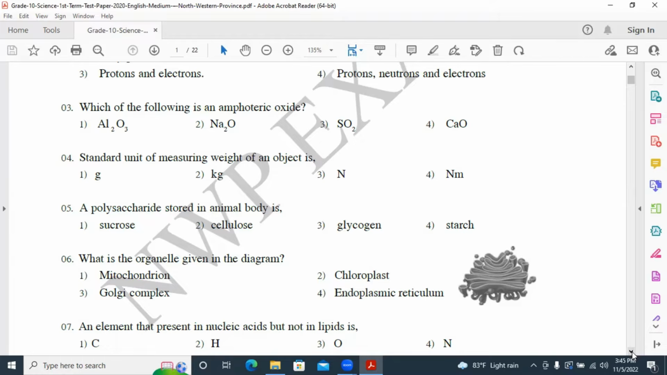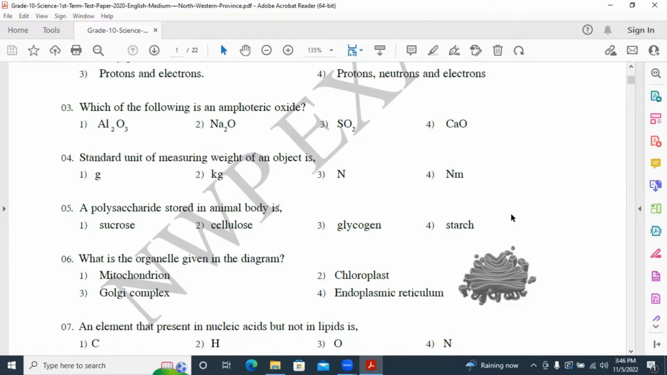Sulfur dioxide is a strongly acidic oxide. Calcium oxide is also a basic oxide. Here the aluminium oxide is the amphoteric oxide. Amphoteric oxide means the oxide that shows both acidic and basic properties.